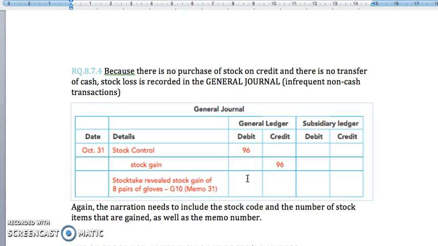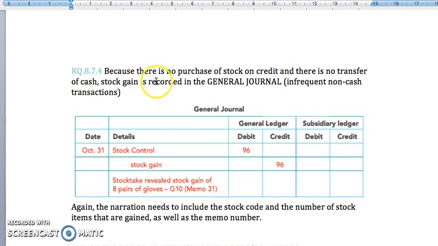Because there is no purchase of stock on credit and there's no transfer of cash, stock gain is recorded in the general journal. It's an infrequent non-cash transaction. So we've got our stock control going up because we're increasing the amount that we have in our stock card. So we've got a debit because we're increasing the stock, increasing an asset needs to be debited, and a stock gain revenue. To increase revenue, we need to credit it.